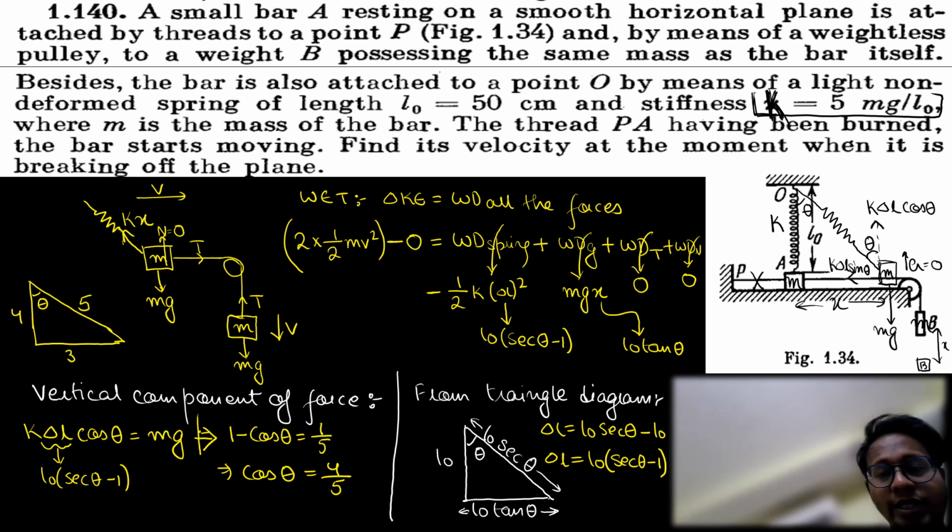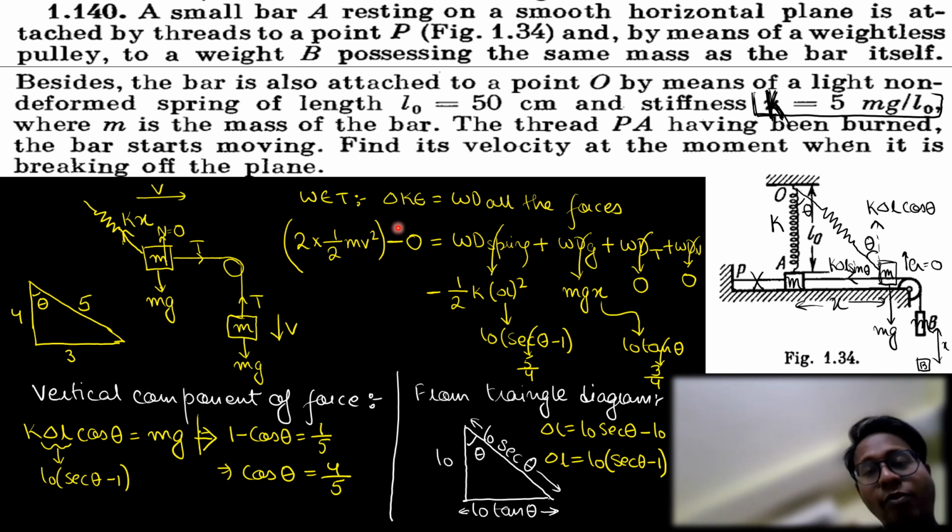Now see, I got everything else. I got sec theta, I got tan theta. Sec theta is nothing but hypotenuse by base, so sec theta is nothing but 5 by 4 out here. And tan theta from this triangle is nothing but 3 by 4. Now I'll solve this entire equation on the next page and find out the value of velocity.